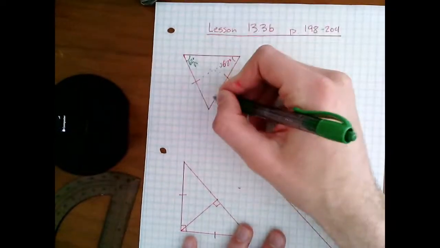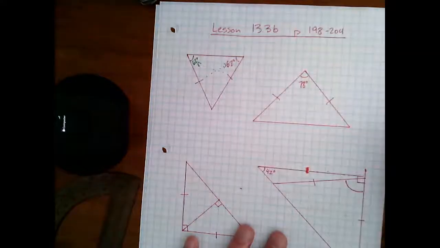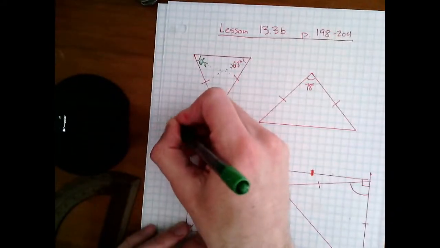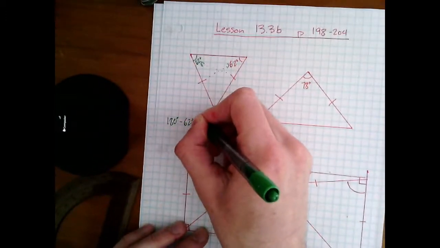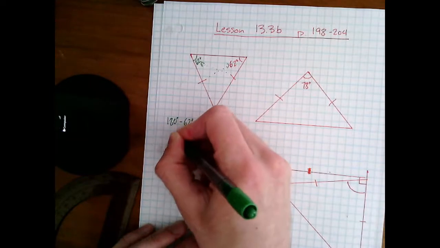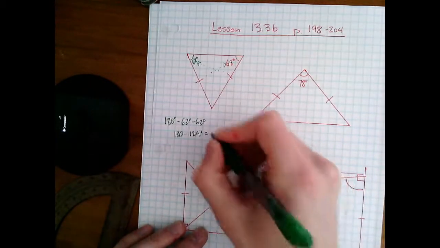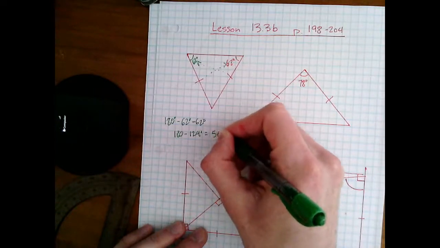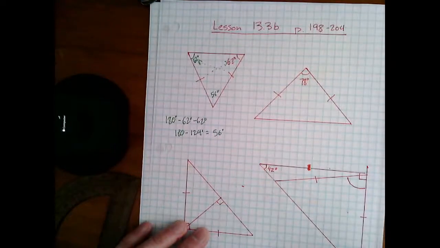Can I figure out what this angle is? Well, if all three of them together have to be 180 degrees, 180 degrees minus 62 degrees minus 62 degrees, or 180 minus 124 degrees, is equal to 56 degrees. Yeah, that angle looks a little bit smaller, so it seems to check out.